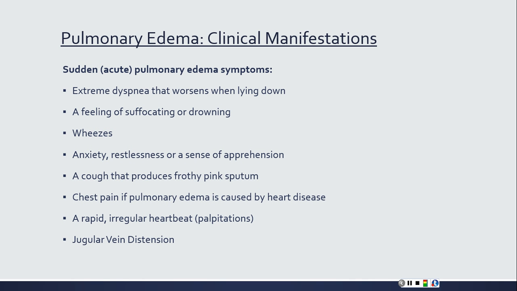From the right atrium, where does it back up to? The body. So where are we going to see these signs? Jugular vein distension. Okay? Now, that's going to occur as a result of what? Now, congestive heart failure, pulmonary edema, is that going to directly cause jugular vein distension?